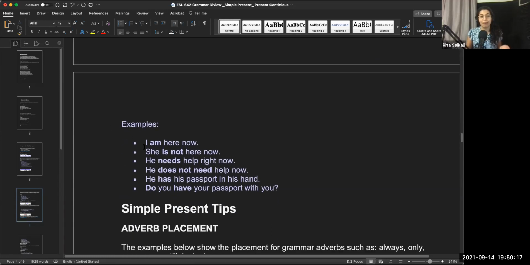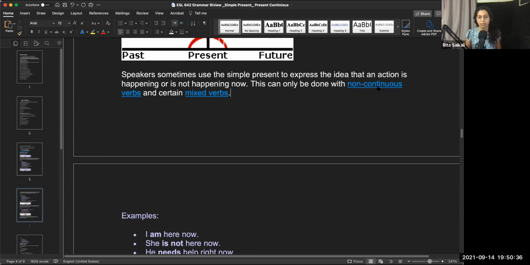For example, I'm here now. You can't have -ing, so it can't become present continuous. She is not here now. He needs help right now. So let's take a look at the non-continuous verbs.